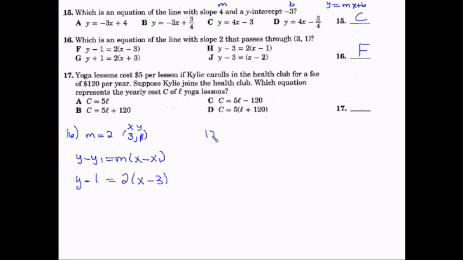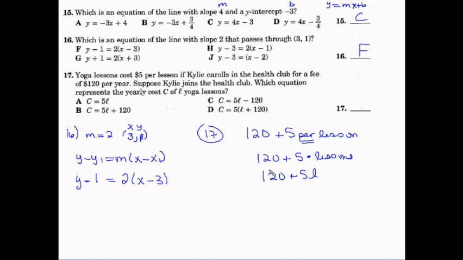For number 17, yoga lessons are $5 per lesson if you pay a fee of $100, $20 per year. So you're going to pay $120 per year plus $5 per lesson. This is multiplying, so it's going to be 120 plus 5 times the number of lessons. So if we call that L, and then we can rearrange it, and you get the answer as B.